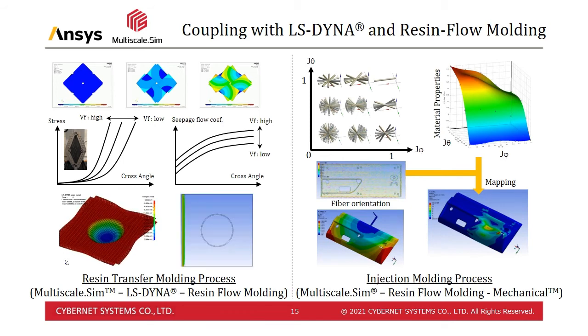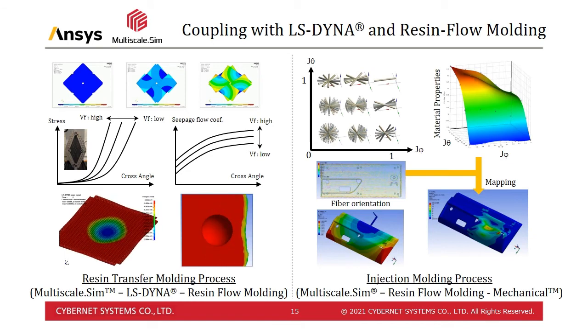On the other hand, material constants for flow resistance can also be predicted by homogenization analysis in Multiscale.sim. Flow resistance as a function of volume fraction and cross angle of fiber is predicted. And then, the distribution of flow resistance is mapped based on the results of a press molding process. This makes it possible to perform the resin flow analysis for the press molding process.